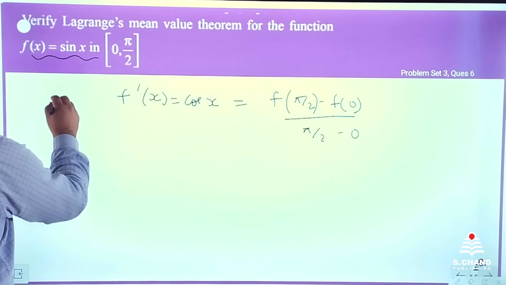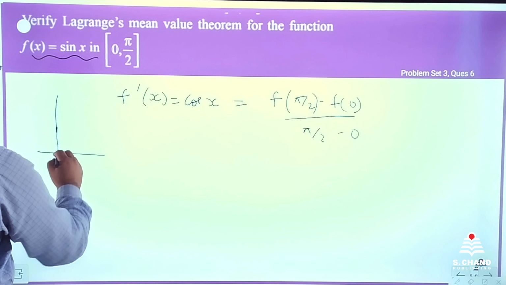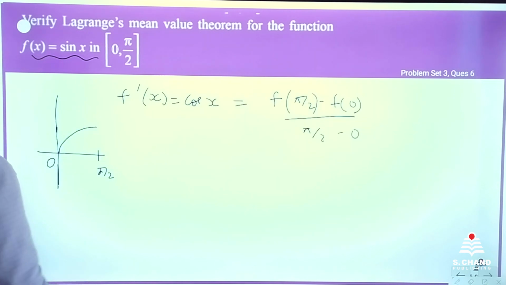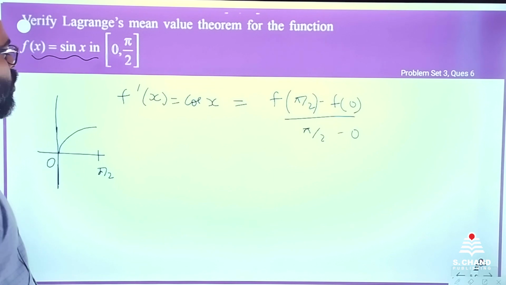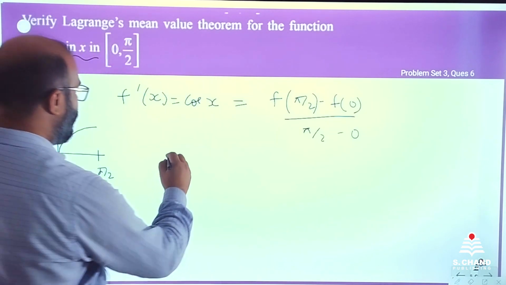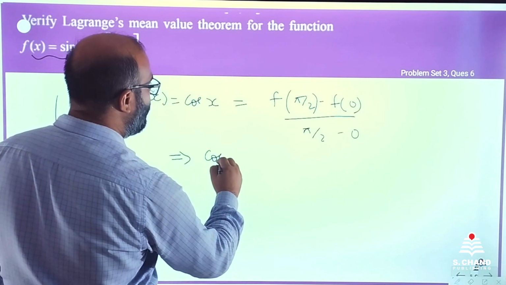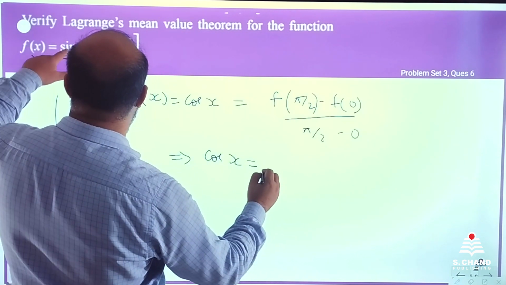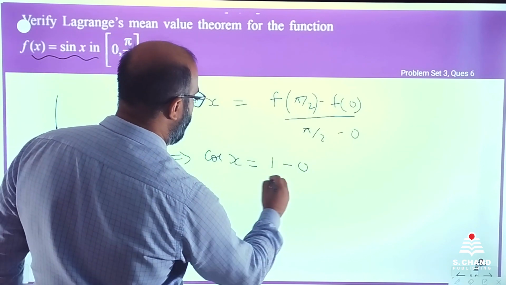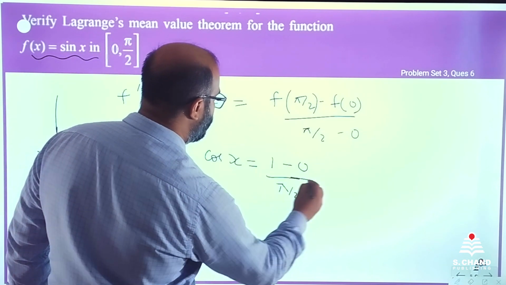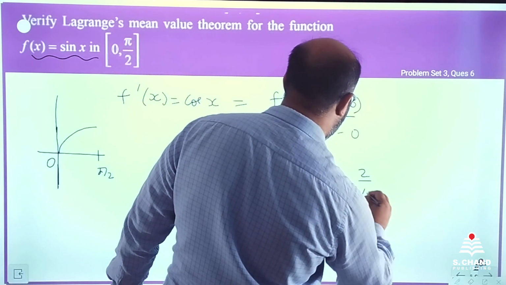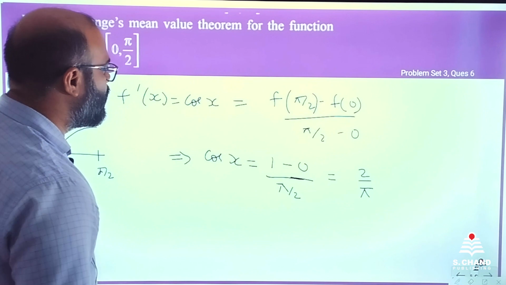So sin x's graph between 0 and pi by 2 is like this, which is actually differentiable and continuous in 0 comma pi by 2. So we say that we can apply Lagrange's mean value theorem. Now when we write like this, cos x will be equal to f of pi by 2, that will be sin pi by 2, 1, f of 0 will be 0, by pi by 2 like this. So this will become 2 by pi. So cos x is equal to 2 by pi.